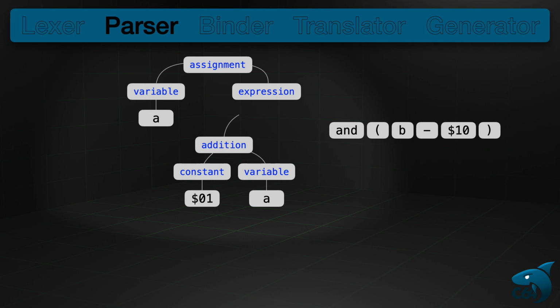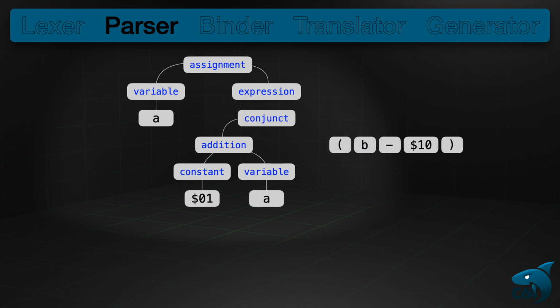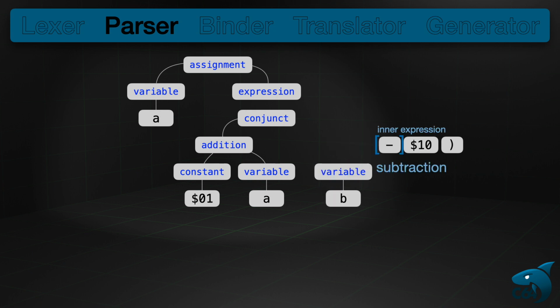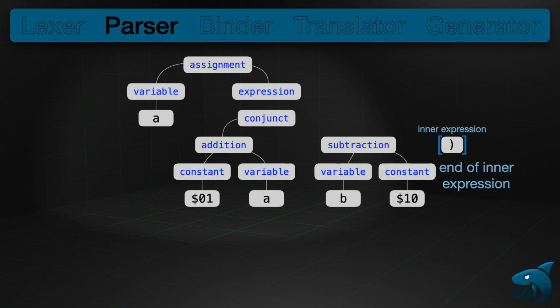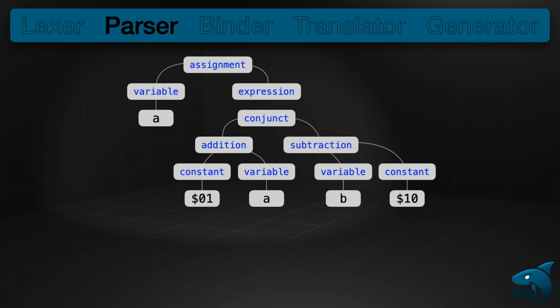The next token indicates a conjunct operator. The parser picks it and links it to the addition. The next token indicates again an inner expression, and the parser continues processing it similarly to the first inner expression. After the inner expression has been processed, there are no more tokens left. Then the parser links the collected inner expression to the conjunct, and the conjunct is then linked to the assignment as the expression. And now we have the result, which is a syntax tree for the assignment statement. It is then given to a binder. It builds an object graph from the syntax tree.